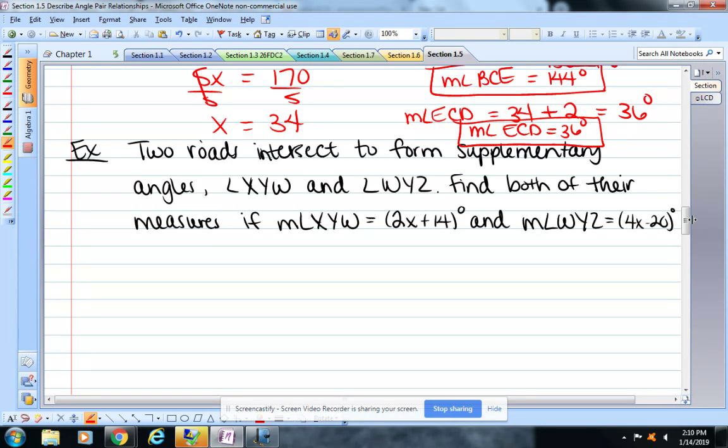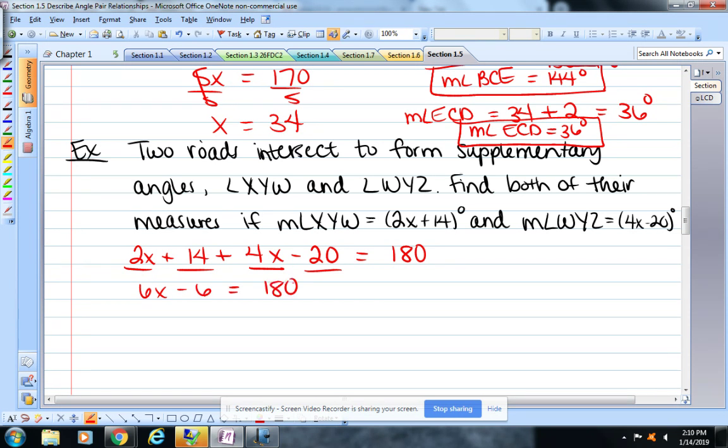Does that make sense? So you're going to say 2x plus 14 plus 4x minus 20 equals 180. So if it says supplementary, you add it to be 180. If it says complementary, you add it to be 90. Combine like terms again. What's 2x plus 4x? 6x. What is 14 minus 20? Negative 6 equals 180. Now what can we do?